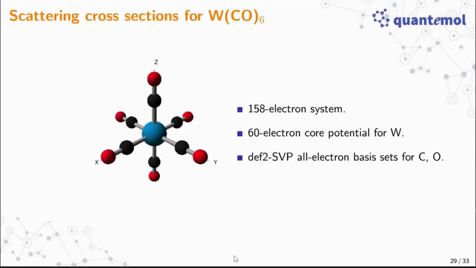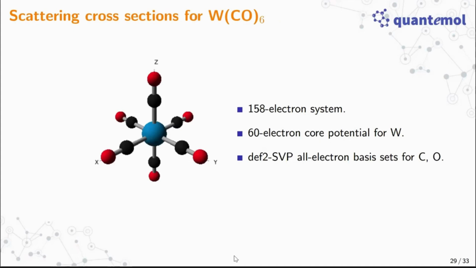Then I really decided to try to push the boat out a bit and do a molecule of interest for deposition, a precursor, tungsten hexacarbonyl, W(CO)6, which is a 158 electron system. Now, this is a different sort of system from the ones I've done previously, where the ECP takes up most of the electrons. Here's a system where you use the core potential for tungsten, you've still got an awful lot going on around it: 12 other atoms and 98 other electrons. So this is a different sort of problem from a numerical standpoint.